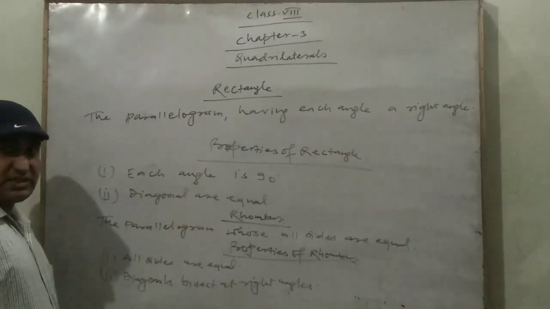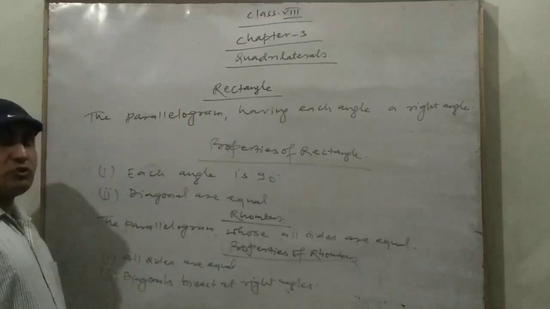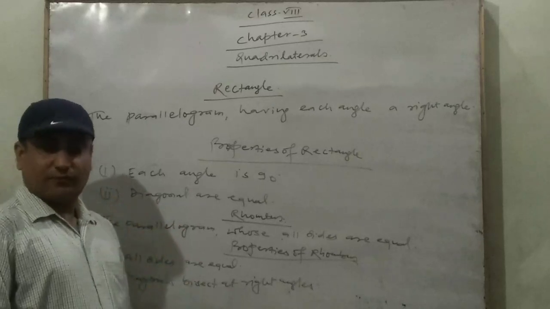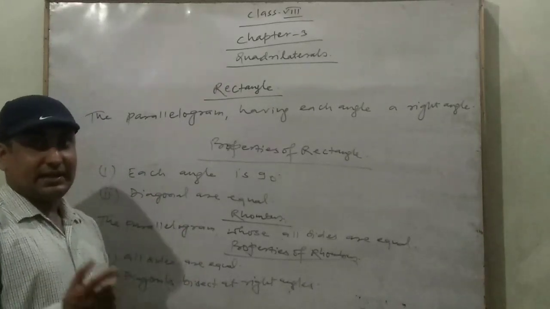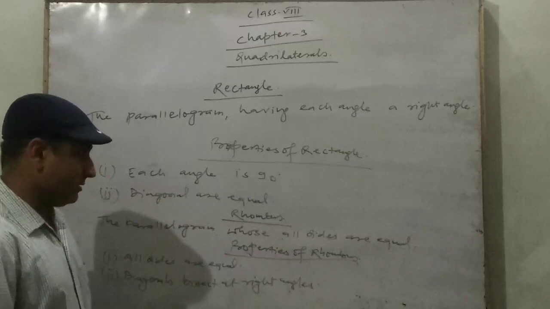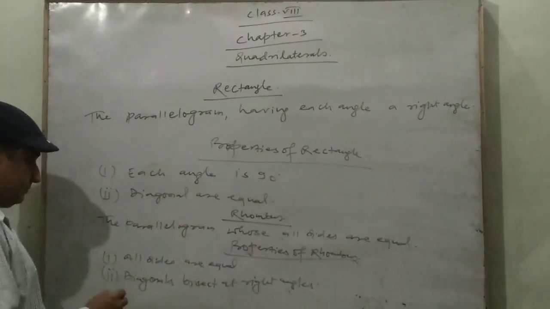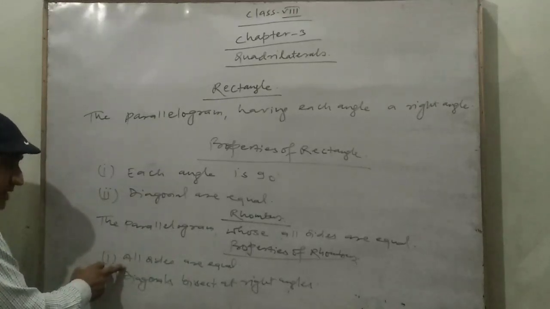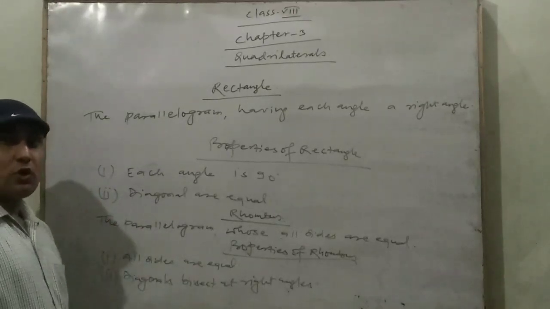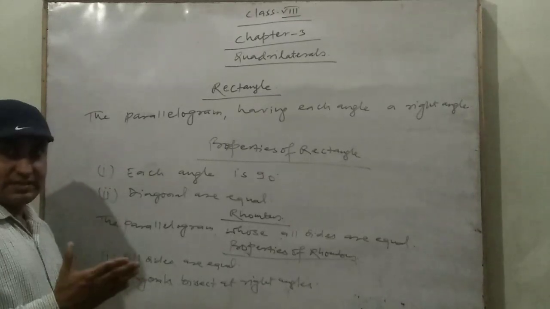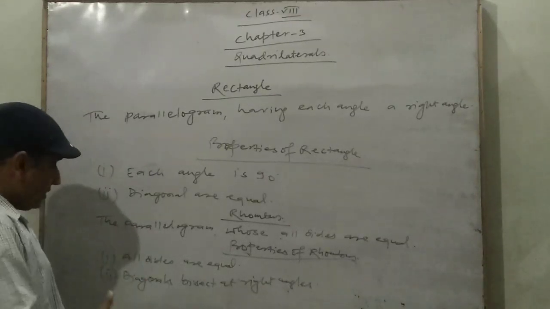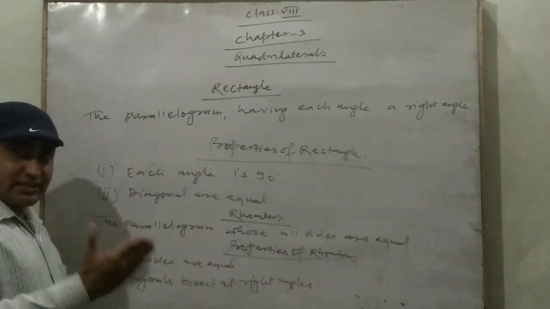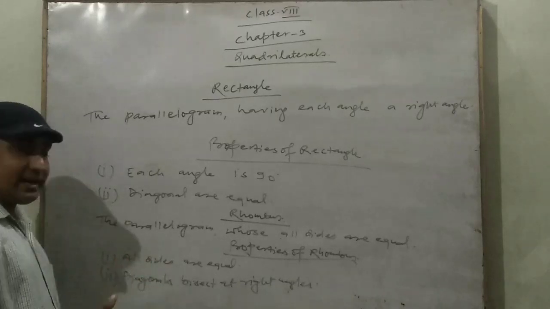Next, rhombus. A parallelogram whose all sides are equal. The parallelogram which follows all the properties of parallelogram and has one additional property that all its sides are equal. Now let's see properties of rhombus. Firstly you have to know, it follows all the properties of parallelogram because it is a kind of parallelogram. So all sides are equal. Rhombus has all sides equal and diagonals bisect at right angles.